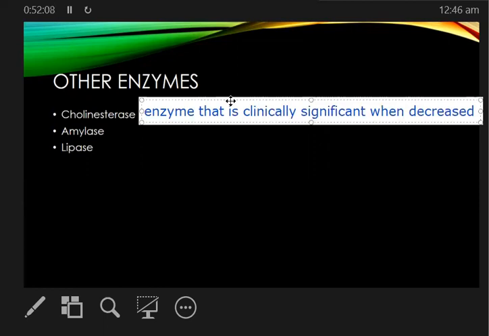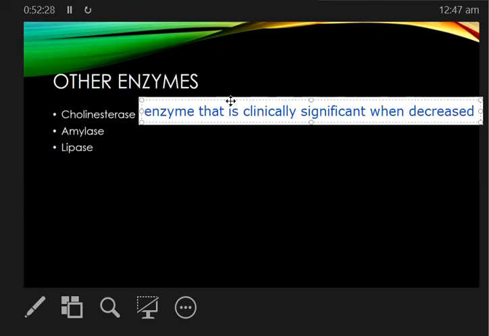Bakit ka naman kasi na-insecticide? Besh, you're not an insect. Okay, so insecticide poisoning, cholinesterase. Organophosphate poisoning, cholinesterase. Enzyme that is clinically significant when decreased, cholinesterase.